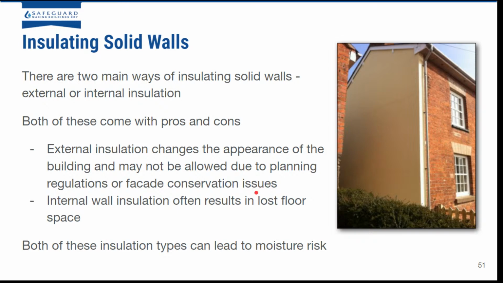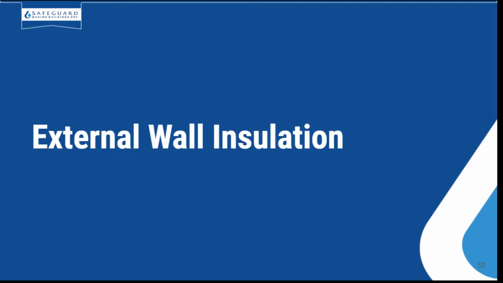So this property here has both. On the side face, which didn't need to be conserved, we could put external wall insulation on. However, the front face of this property needed to be conserved for heritage reasons, so internal wall insulation was used there. But basically, external wall insulation will change the appearance of the building, may not be allowed due to planning regulations or conservation issues, whereas internal wall insulation will often result in loss of floor space. Both of these insulation types can lead to moisture risk.